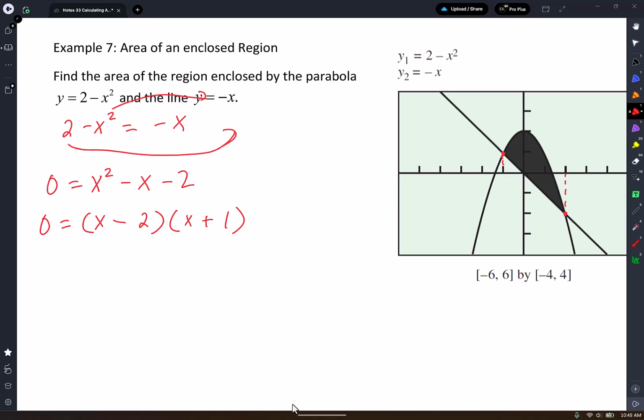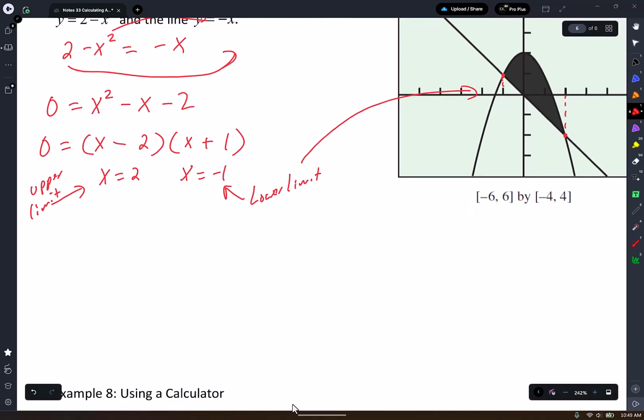Are we still okay? All right, now I'm going to solve for where this is 0. I'll slow down because I can see some of you guys writing. I want to find the intersection. So here it is: x equals 2 and x equals negative 1. Negative 1 is going to be my lower limit, and you can see it on the graph there. And x equals 2 is going to be my upper limit. Cool or not cool?